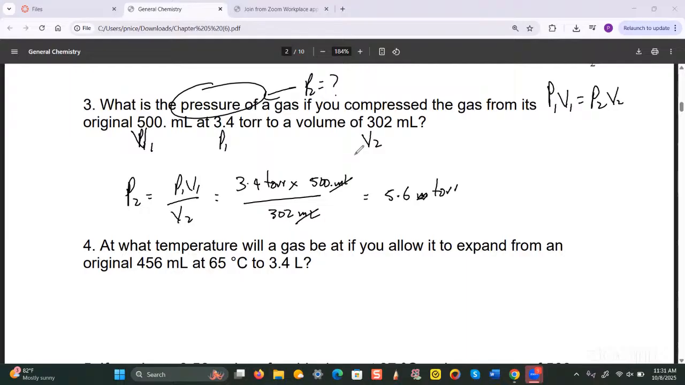So as he correctly said, when you're using Boyle's law, it doesn't matter what the pressure units are, and it doesn't matter what the volume units are, as long as they're the same for P1 and P2, and V1 and V2, all right? Okay, any questions about this one?